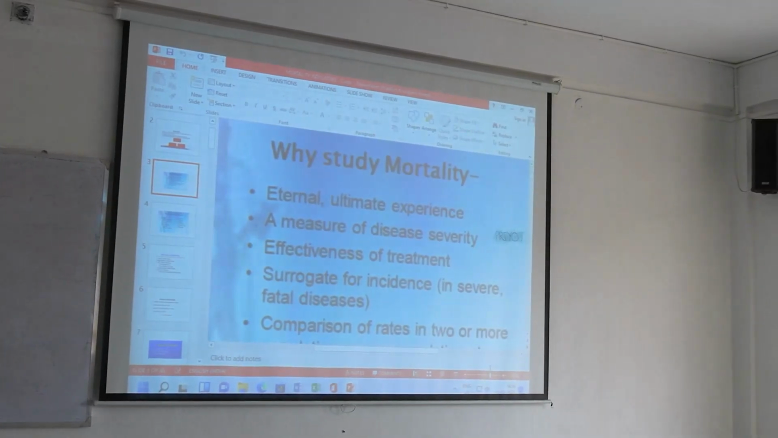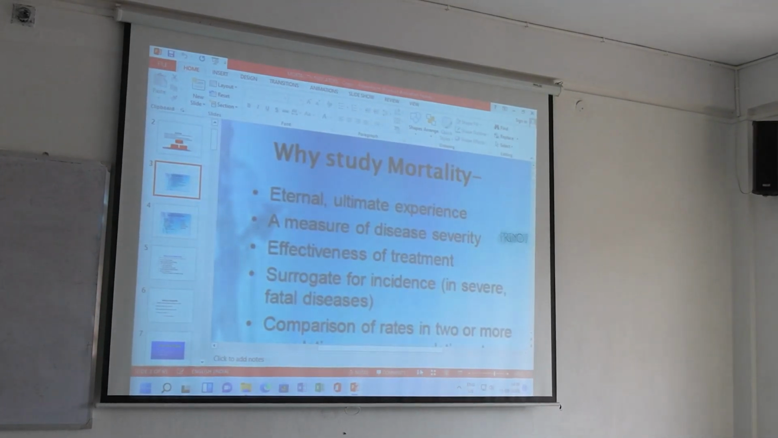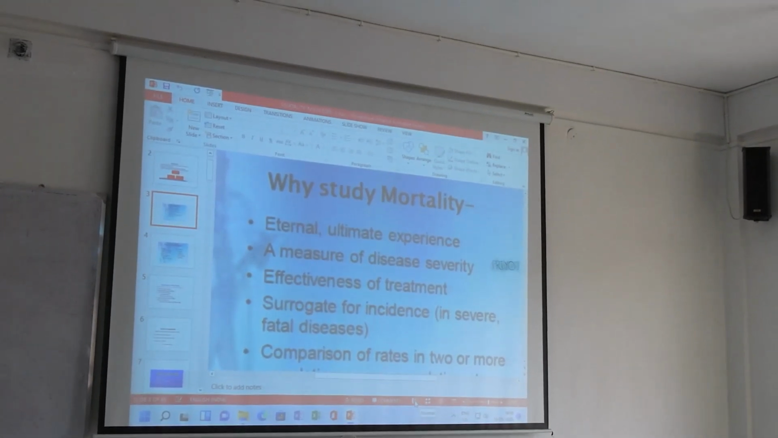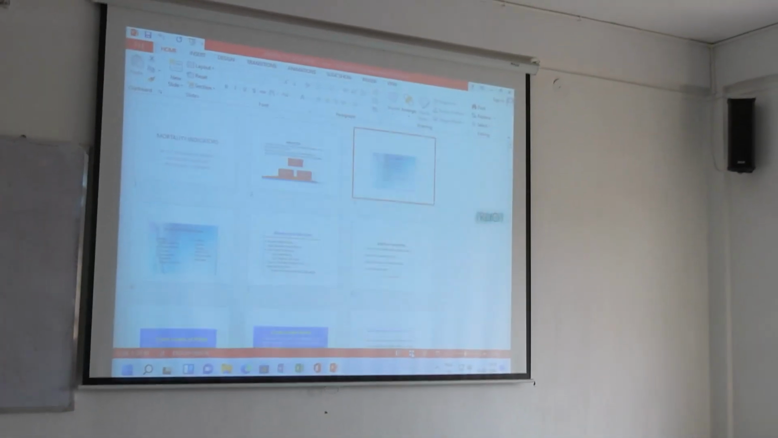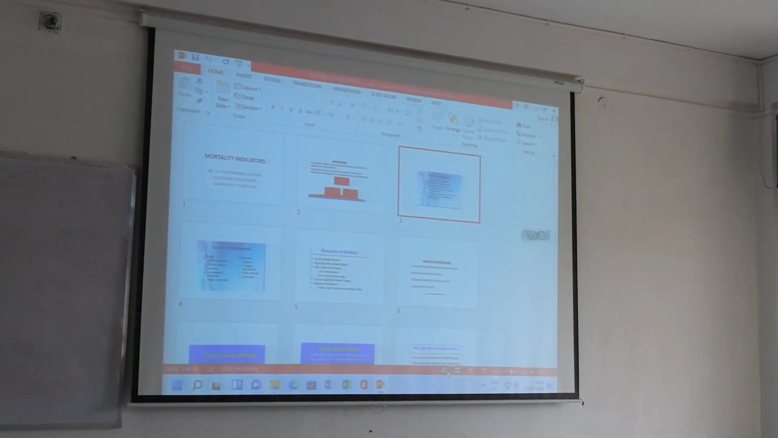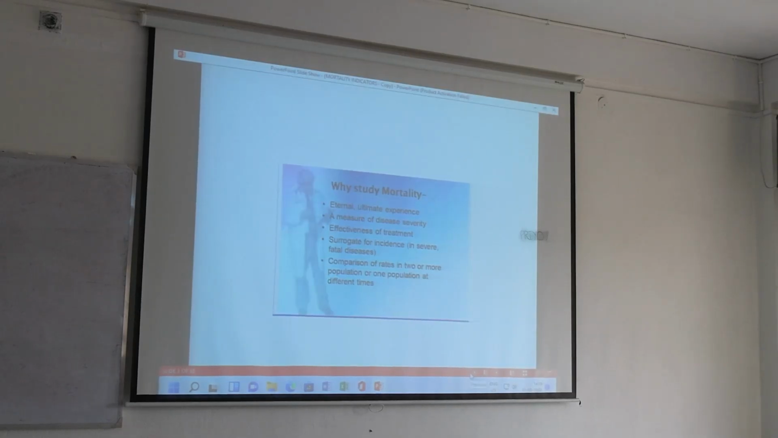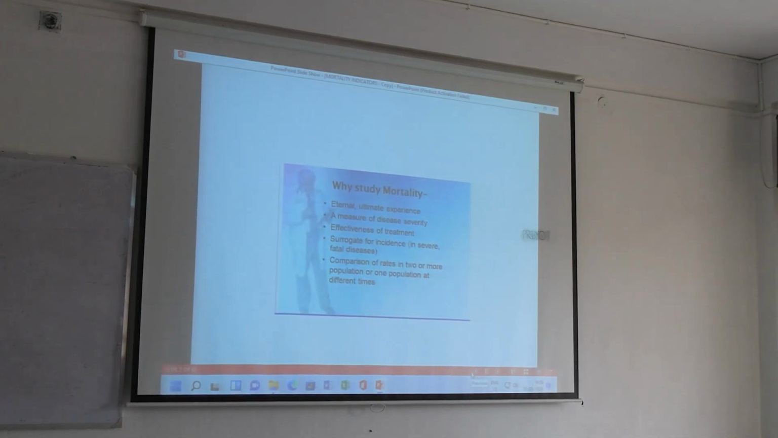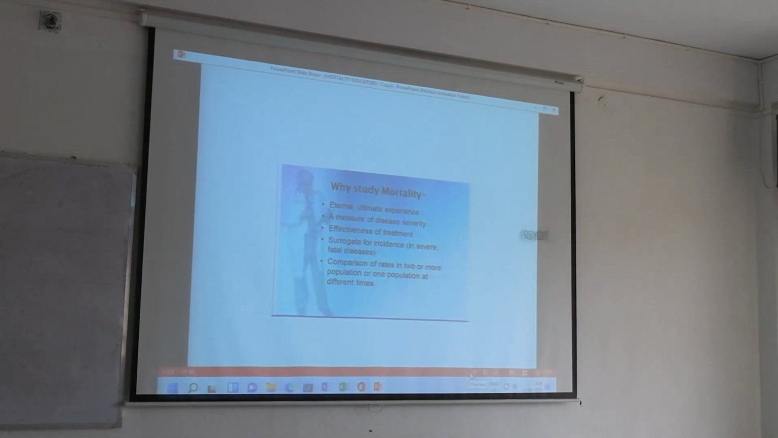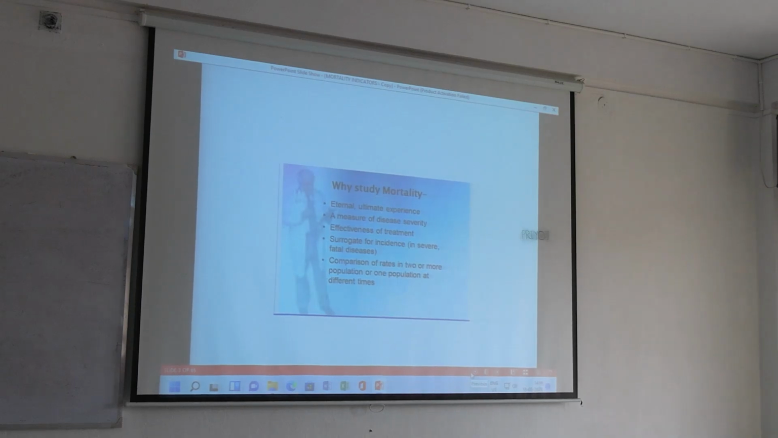So we are studying mortality indicators. And the reason we study mortality indicators is that it gives experience of the effectiveness of treatment, and it also gives a surrogate for excess. That means if you have 10 deaths for some reason, you know that something is wrong there. There is some sign of some disease. It also gives you a comparison in two or more populations at two different times.